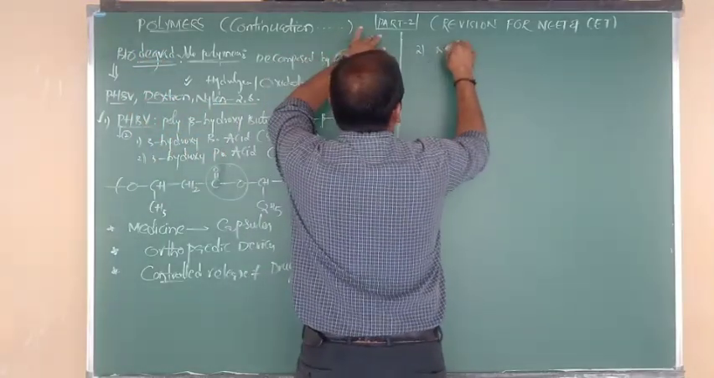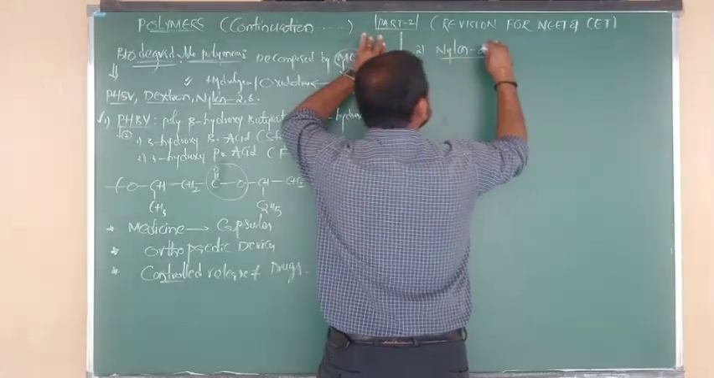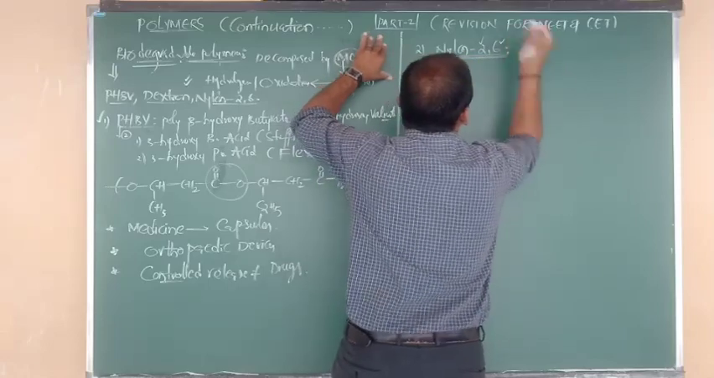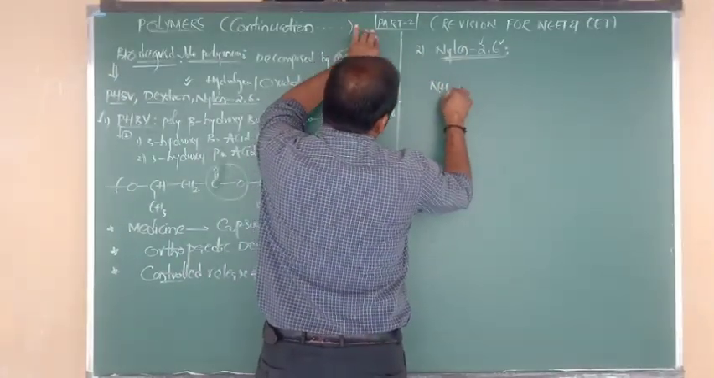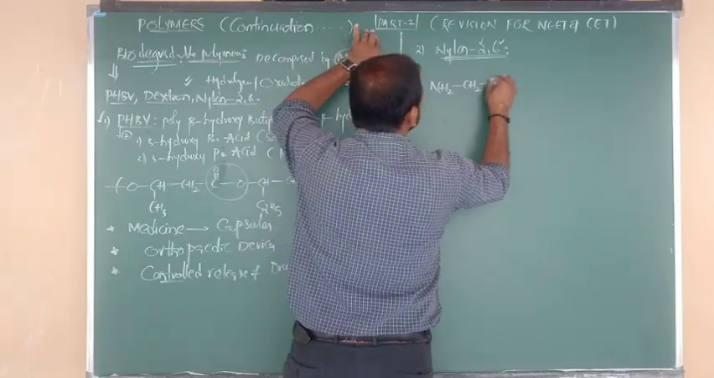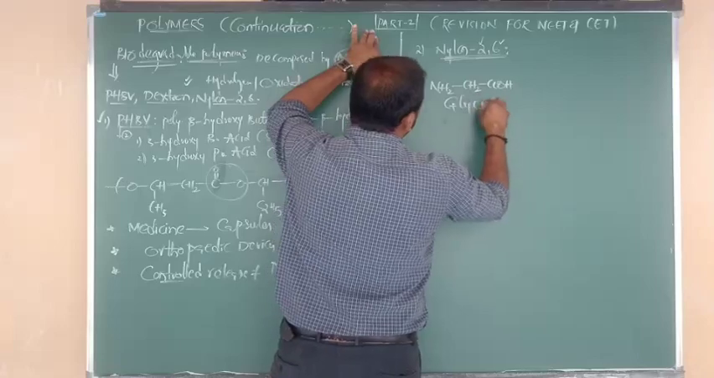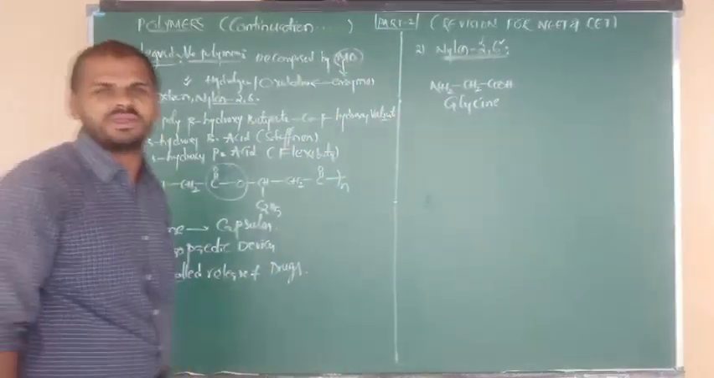Next one is in the biodegradable category. Let me explain first about nylon 2,6. 2,6 means the first monomer contains 2 carbons and the second monomer contains 6 carbons. What is the first monomer? First of all, I am going to write NH2 bonded to CH2, CH2COOH. What is the name of this compound? The compound name is glycine, a fundamental amino acid.